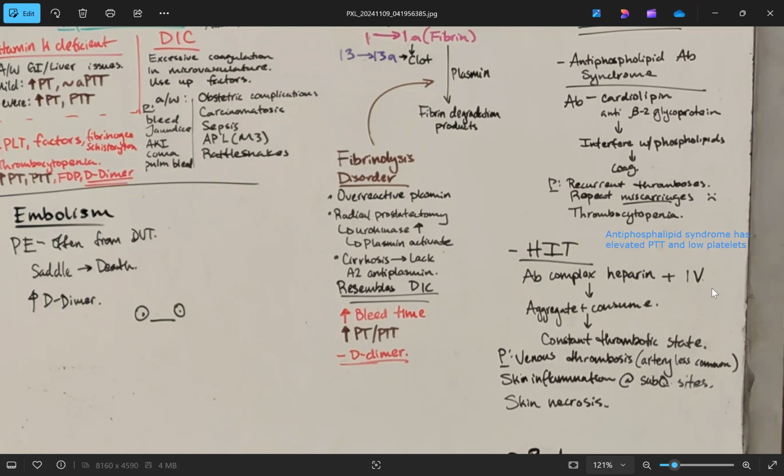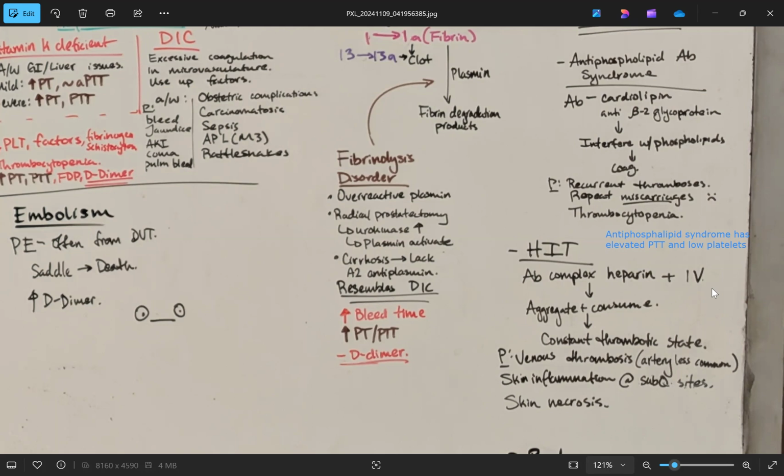You'll present with venous thrombosis, more common than arterial. You'll have skin inflammation at the site of the injections for heparin, and then you also have skin necrosis because you're clotting a lot around the small vasculature. And you may also present with bleeds due to using up all those factors.